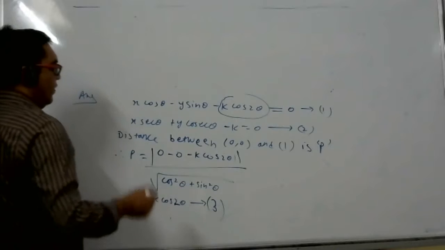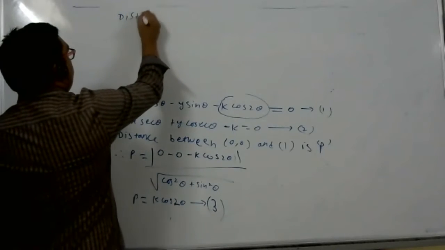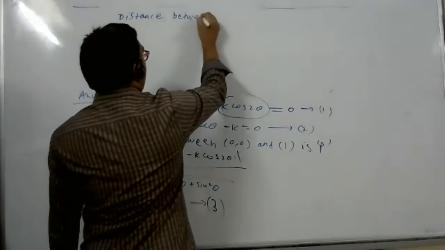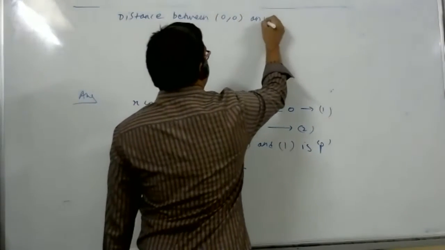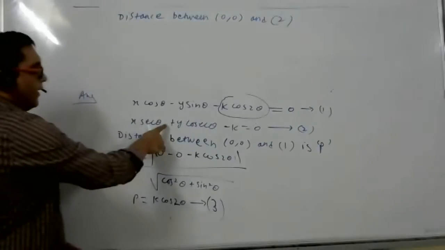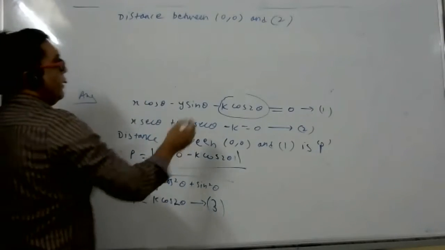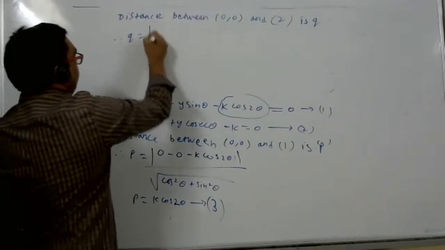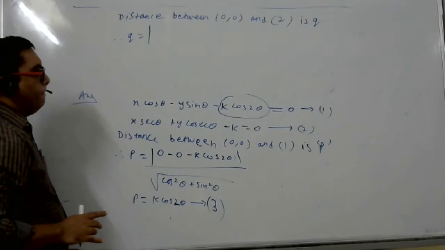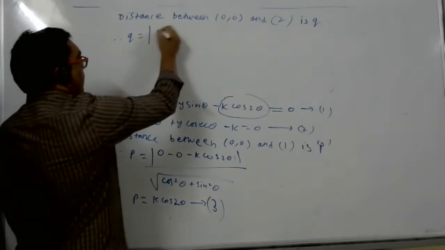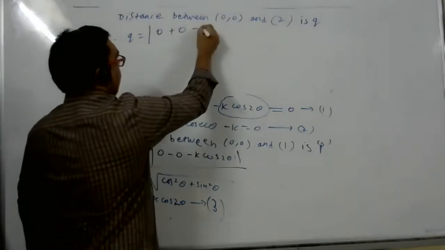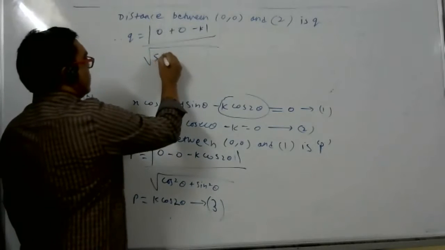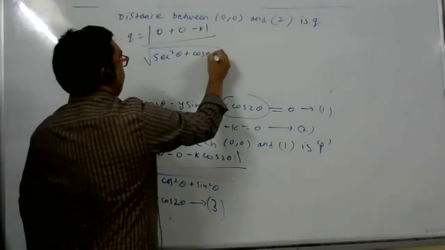Now next is what? Distance between origin, distance between (0, 0) and the second line. Distance between origin and second line is how much? Tell me. Distance is Q. Therefore, Q is equal to, tell me the value of Q. 0 minus 0, 0 plus 0, then C, minus K by square root A square plus B square, sec square theta plus cosecant square theta.